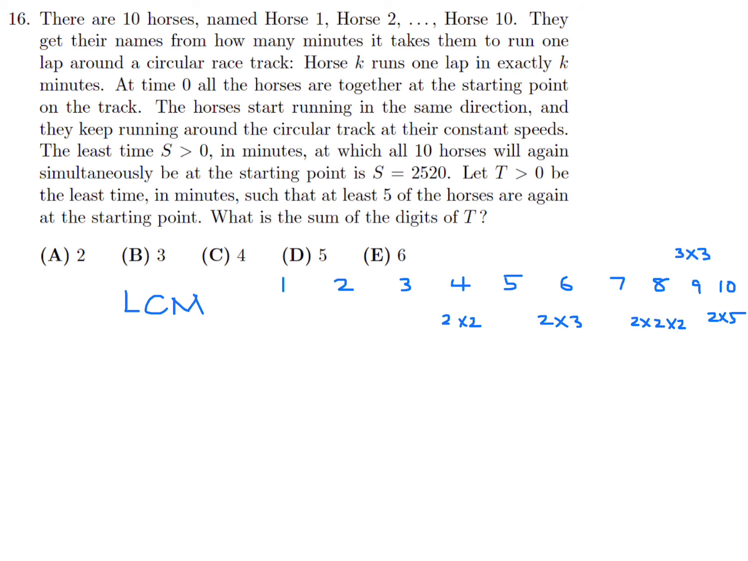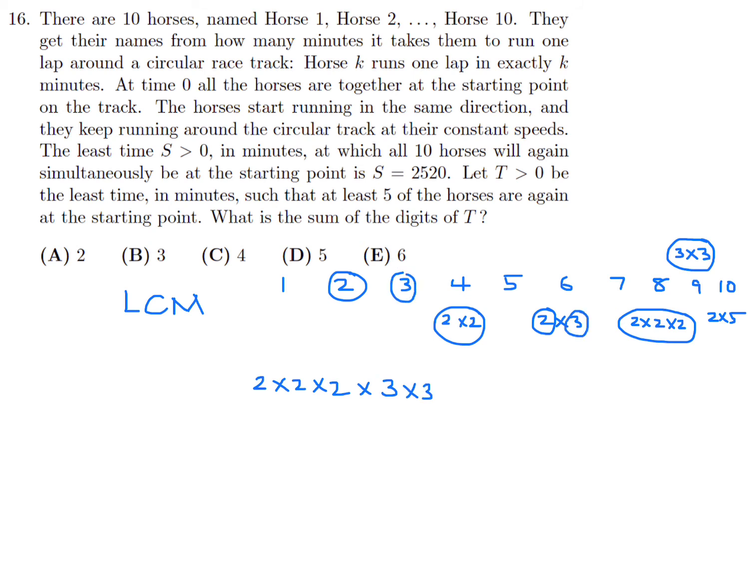So to get the LCM, for the 2, we have to put the maximum number of times it appears, and that would be 3 times. So that takes care of the 2's. For 3, again, we have to put the maximum number of times it appears, and that would be twice. That takes care of the 3's. 5 only appears once. 7 only appears once. And I think that's it. So 8 times 9 times 5 times 7, and that is indeed 2520. So that's how they got this 2520.